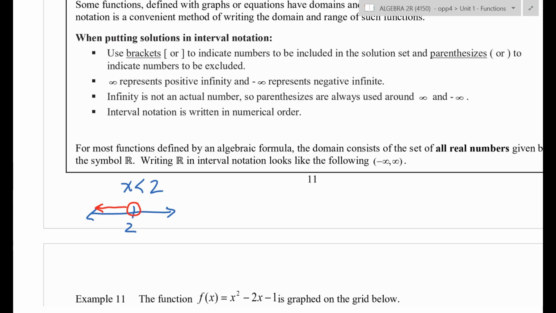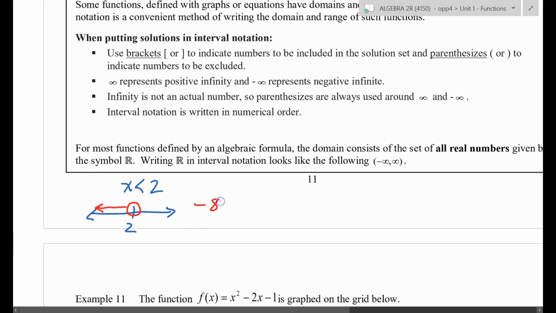Somebody said it over here. Somebody said infinity. But here's the problem. There are 2 different types of infinities. There's a positive infinity and a negative infinity. So which one do you want to use? Negative infinity, right? Because to the left are the negative values, right? So I'm going to start at negative infinity.